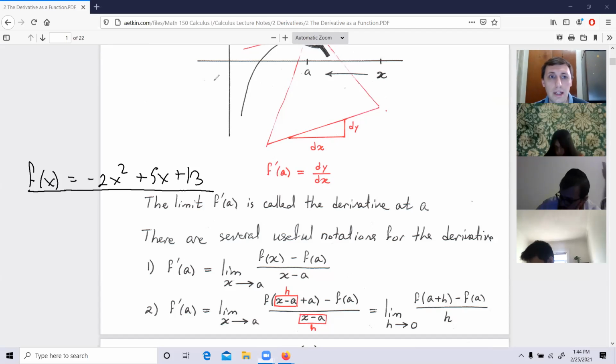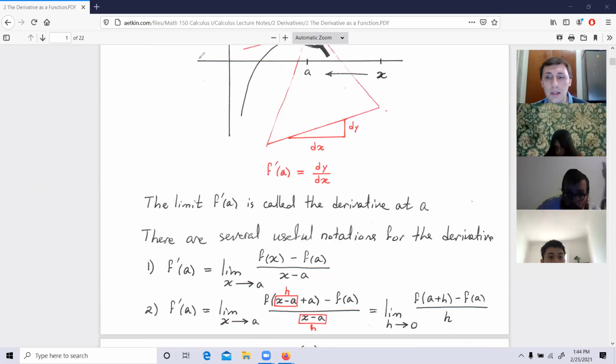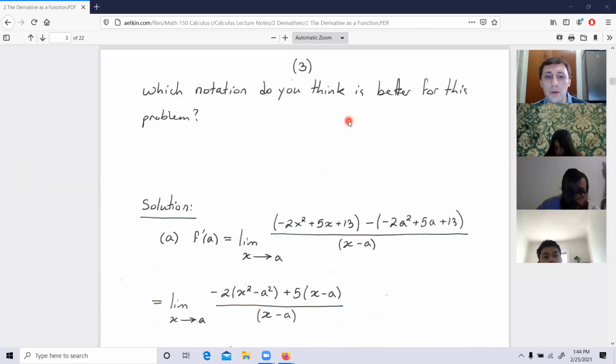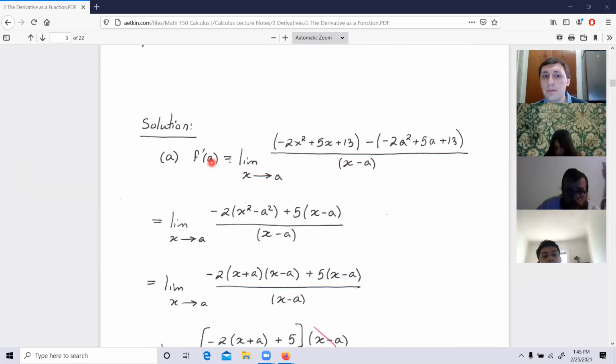Good. Let me explain to you what you do. So using notation 1, look what you do, guys. Here is the setup. It's the limit as x goes to a of the function at x minus the function at a, divided by x minus a. Do you agree?